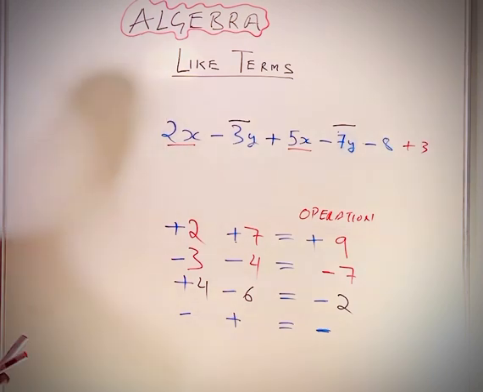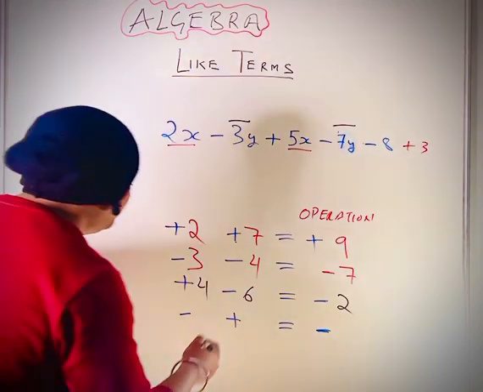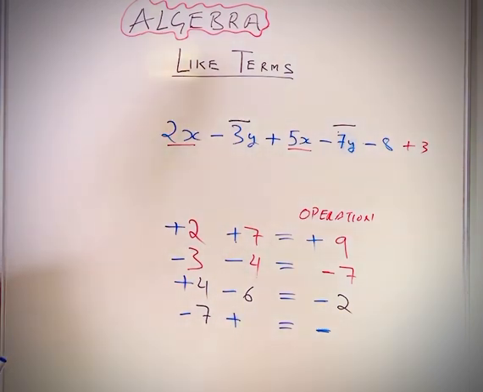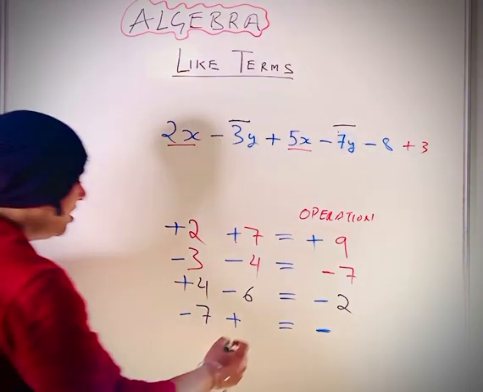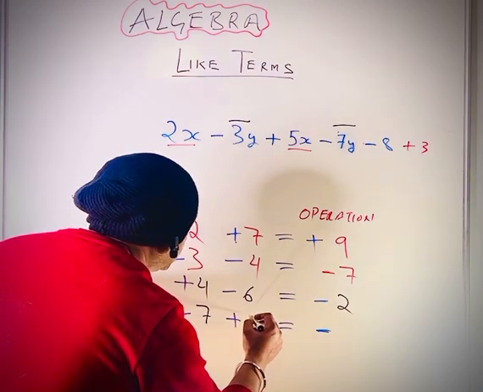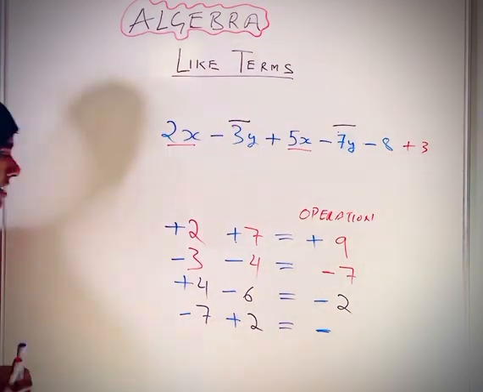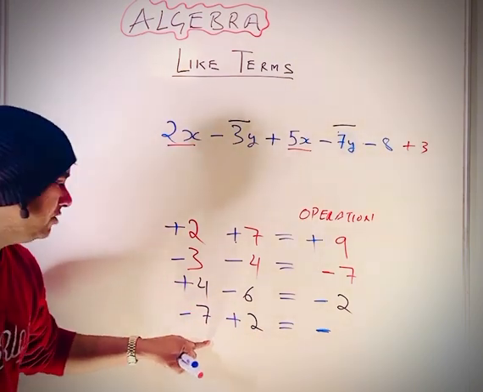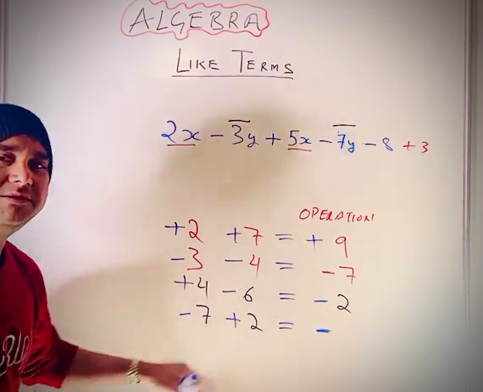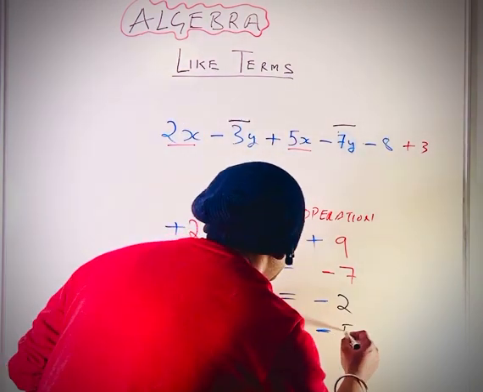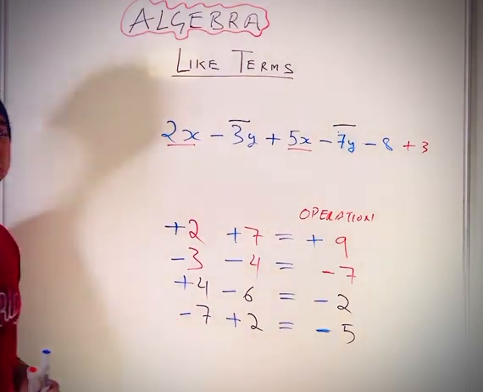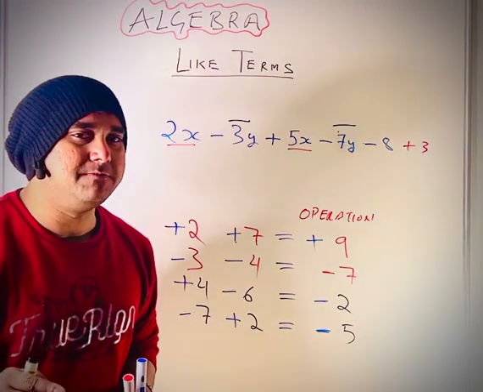Now in this case, let's say you have -7, right? And you have +2. The operation will be subtraction. 7 minus 2, we're going to subtract them. 7 minus 2 will be 5. Now the bigger number is 7, the sign is negative, so that sign is going to be there. You need to remember this thing.